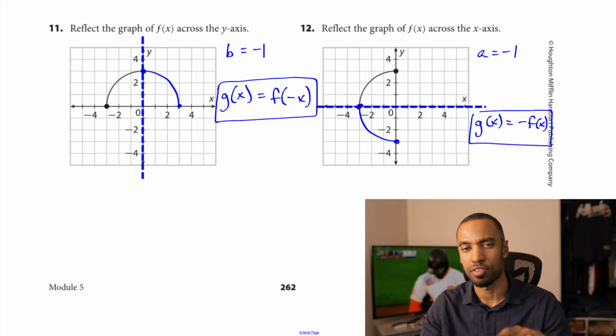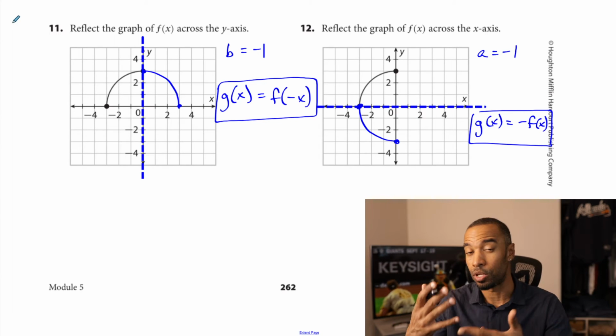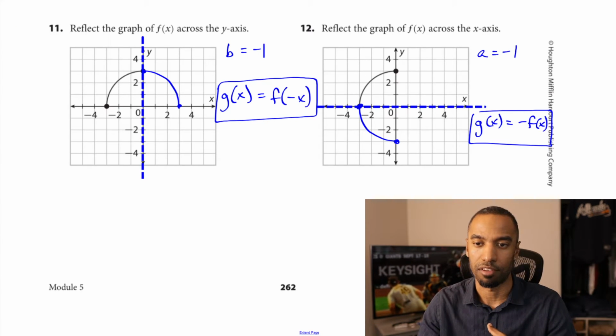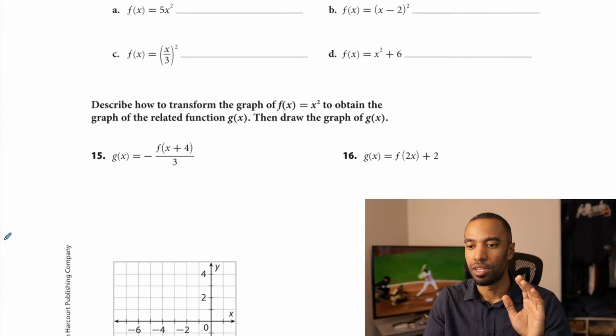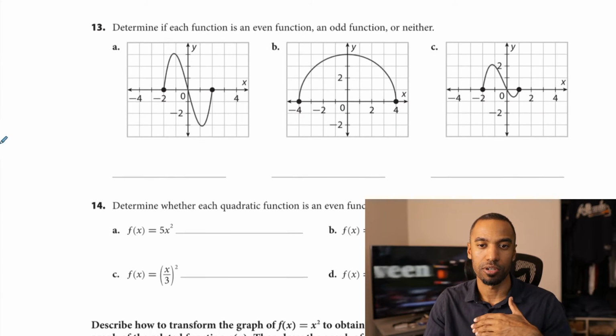I think that the numbers 15 and 16, they do multiple transformations together, but instead we describe them and graph them. All right, so let's move forward, guys. Numbers 13, 14, numbers 13 and 14.